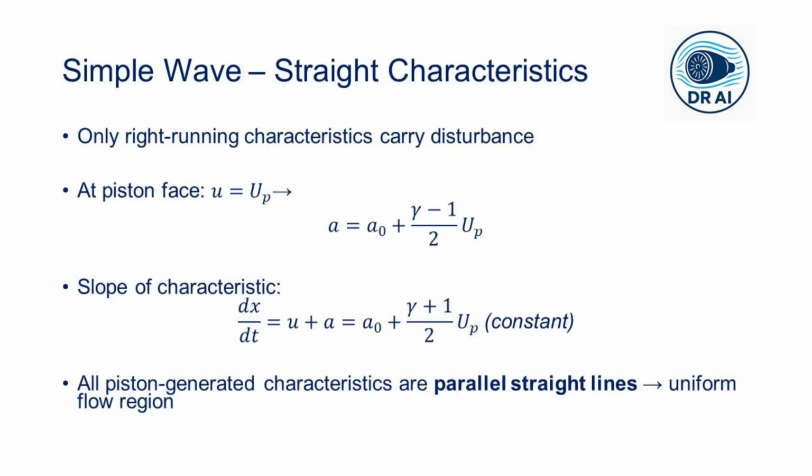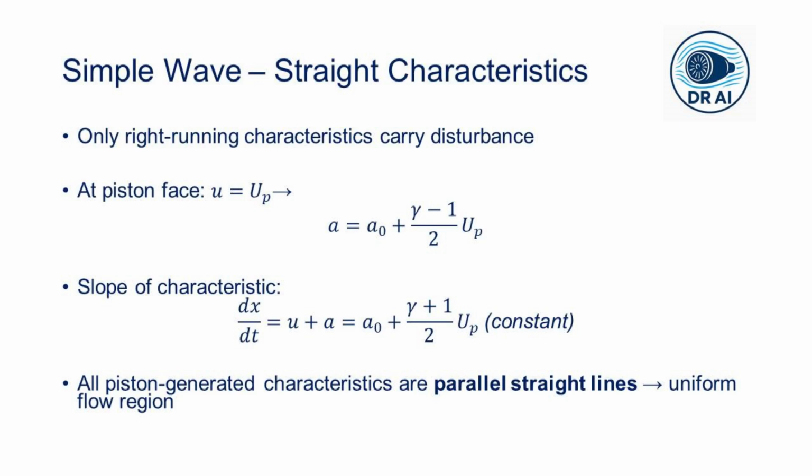Now the piston generates a compression wave, since the only disturbance originates at the piston. Only the right running characteristics carry the information. So this is a simple wave. One family of characteristics is straight lines. Consider the characteristic that leaves the piston at some point. At the piston face, the gas must move with the piston velocity, u equals Up. Using our relationship, we get a equals a naught plus gamma minus 1 over 2 times Up.